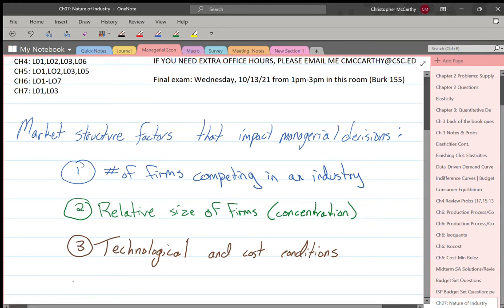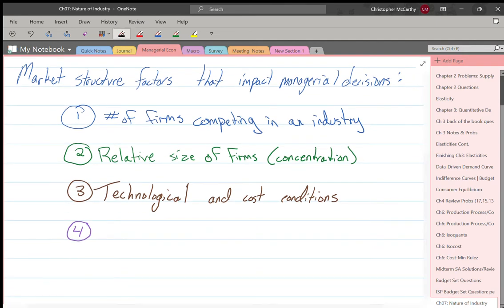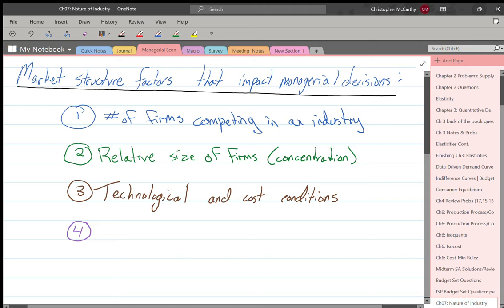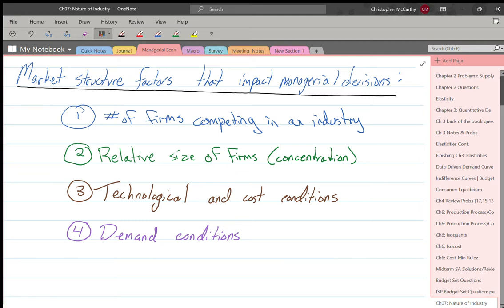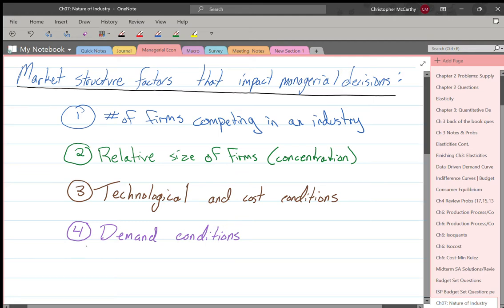In addition, if there's something going on like a recession, or if it's boom times, like post World War II, then we're going to make decisions differently. So we're going to lump all those things, the booms and the busts, into demand conditions. If you build it, will they buy it? And then lastly, we talk about the ease of firm entry and exit.